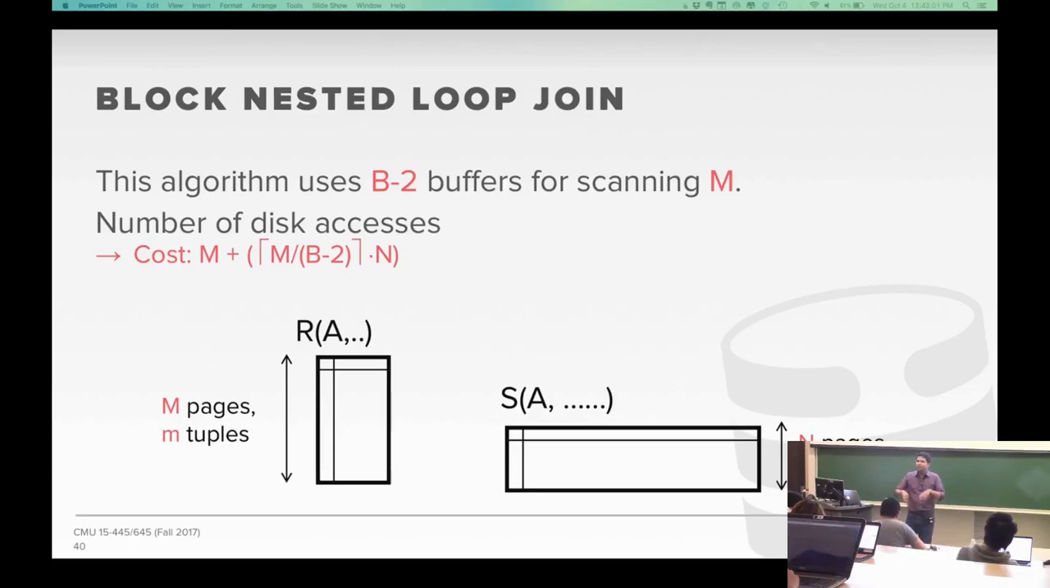To simplify things, as I mentioned earlier in the lecture, for all the algorithms we are not focusing on the cost to output the join table back to disk. We are only focusing on the input cost. So we are always assuming that the size of the buffer is the same as K, to keep our analysis simple.